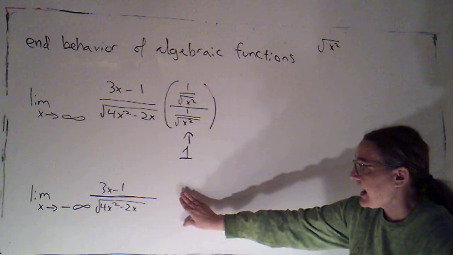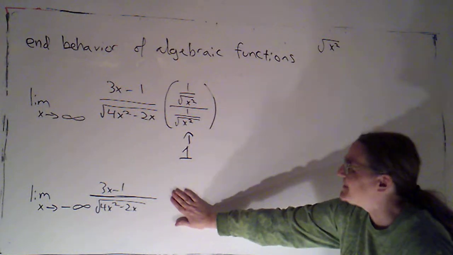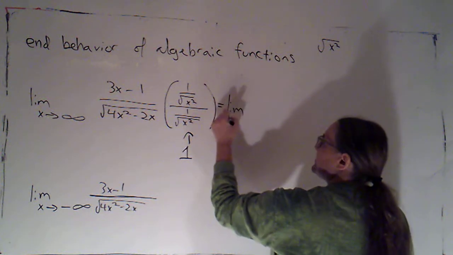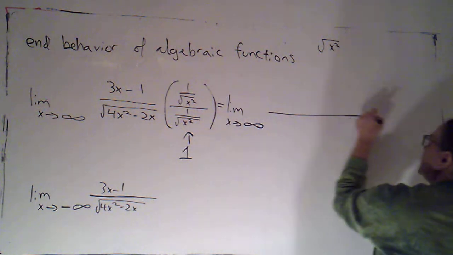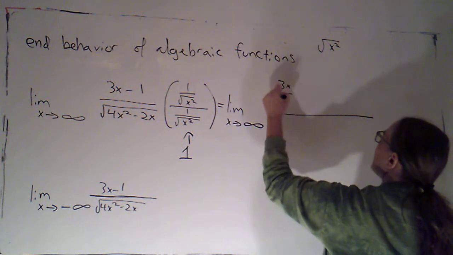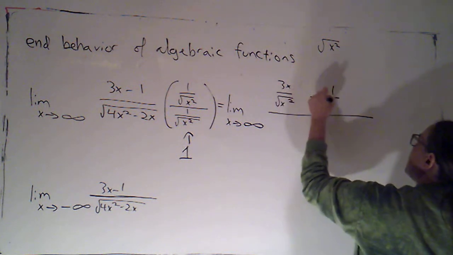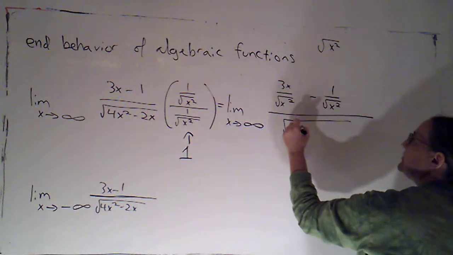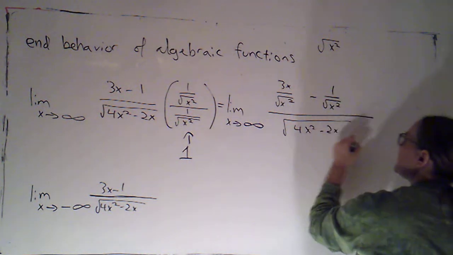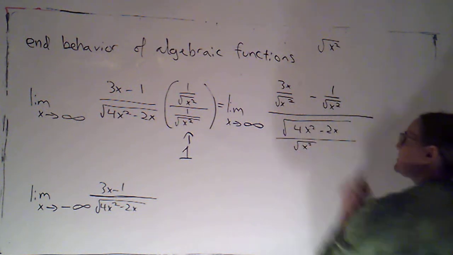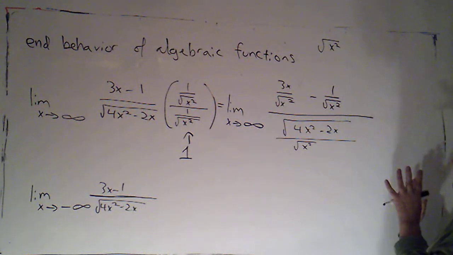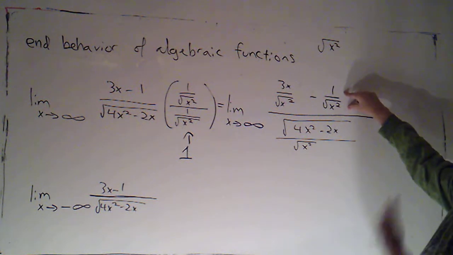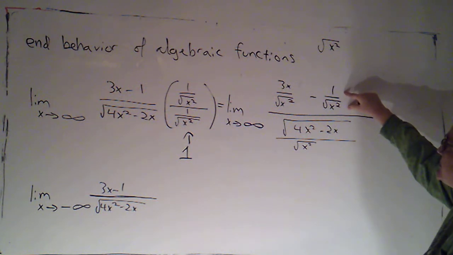That's actually going to be the same step that I take down here. We'll do this one second. But here, what I would do then is I would distribute that. So we've got the limit as x goes to infinity of 3x over the square root of x squared minus 1 over the square root of x squared, all over the square root of 4x squared minus 2x over the square root of x squared. Now, a couple of things that are going on. I can see here that this piece is going to go to 0. I don't need to really do any simplifying to be able to do that.